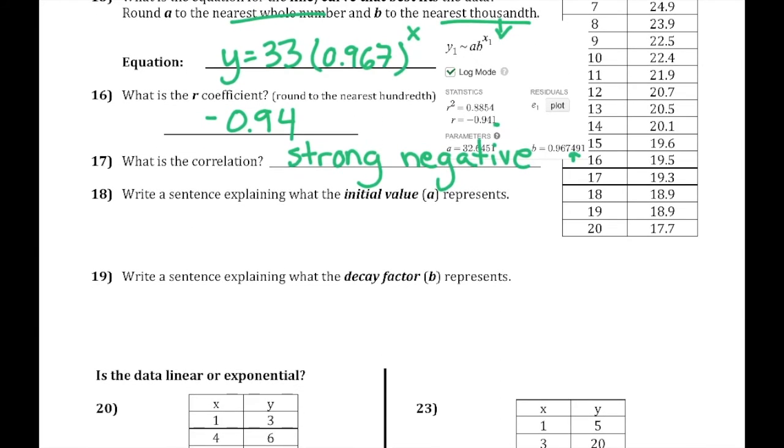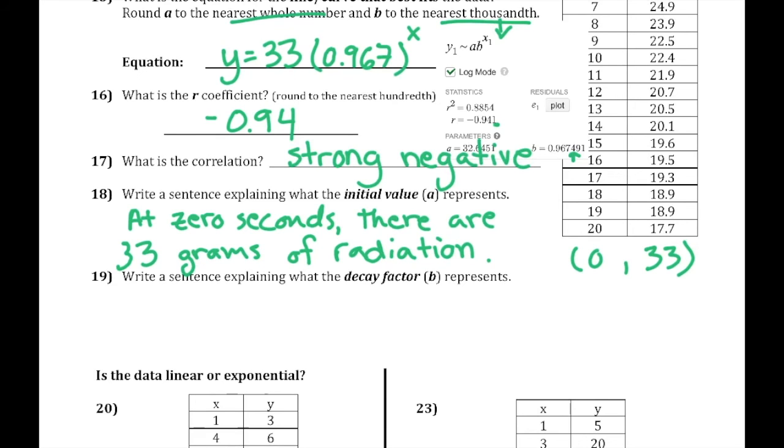Number 18. We're going to write a sentence explaining the initial value, A, and what it represents. So remember, we're talking about time being 0, and this is a point where we have the x value of 0 and the y value of 33. That's what's in our equation. And so we're going to say that at 0 seconds, there are 33 grams of radiation. And that is our initial value.